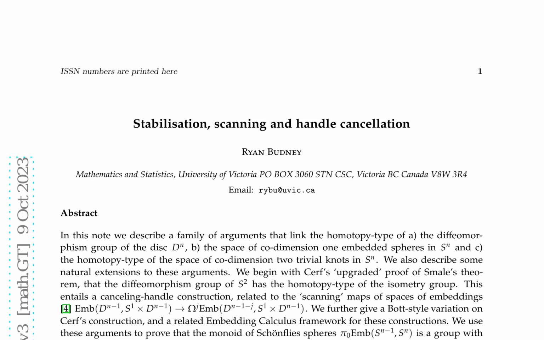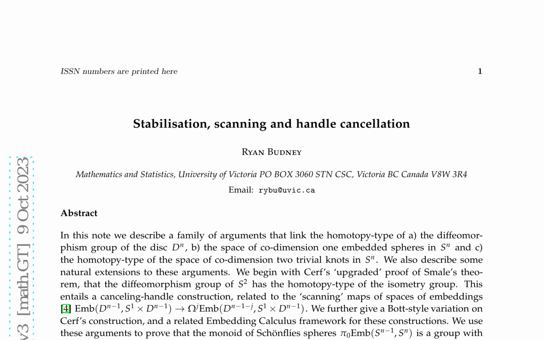The work builds upon Cerf's proof of Smale's theorem, as detailed in [24], section 6.2.4. Specifically, the scanning map EMB(D^{n-1}, S1 times D^{n-1}) → Ω EMB_ν(D^{n-2}, S1 times D^{n-1}) is shown to be the inclusion portion of a homotopy retraction, possessing a left homotopy inverse. This result is achieved through the construction of an inclusion map EMB_ν(D^{n-2}, D^n) → EMB_ν(D^{n-2}, S1 times D^{n-1}), which itself is the inclusion portion of a homotopy retract.